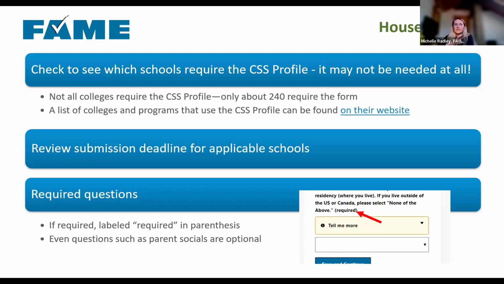The College Board has a really great resource on their website, basically a dynamic chart that you can go through to see a number of different pieces of information on what is going to be required for specific schools, including if the form's required at all, the deadline for that, and whose information is going to be needed.